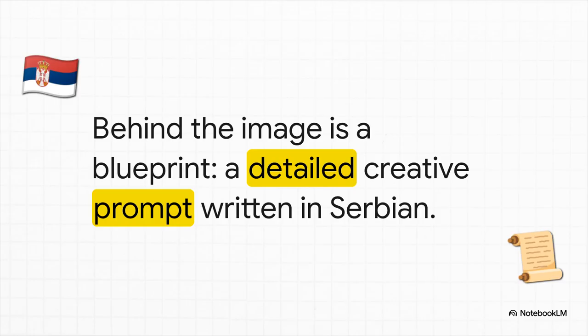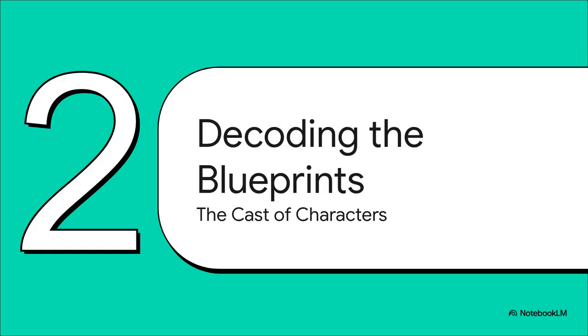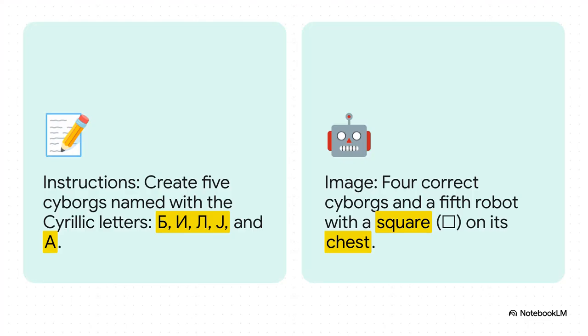Okay, let's dive in. All right, first things first, let's meet our cast of characters. The instructions were super clear about which cyborgs should be in this scene and what their names should be. And boom, right out of the gate, we've got our first major clue. The prompt asks for 5 specific cyborgs, each with a Cyrillic letter, B, E, L, Y, and A. But look at the image. We get 4 of them, but the robot Y, it's gone. It's been replaced by this mysterious 5th robot, marked only with a blank square.